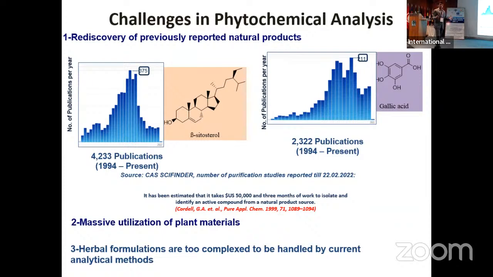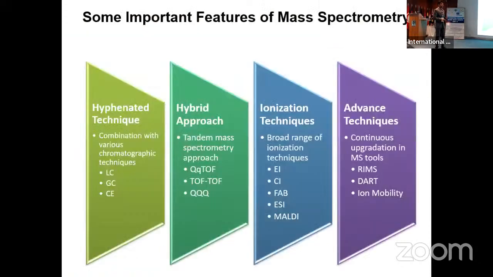As far as the products of plant material are concerned, we are all familiar that they are herbal products. So herbal products we are all used to using, but they are quite complex as far as their standardization is concerned. So analytical methods are still required to handle such complex products. So that's what I'm going to talk about, how we can use a technique, particularly a mass spectrometric technique, to resolve all these issues. That's what I'm going to talk about.